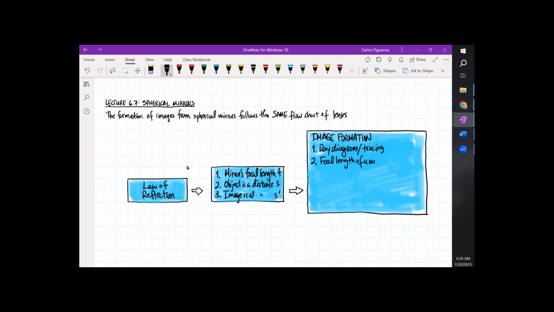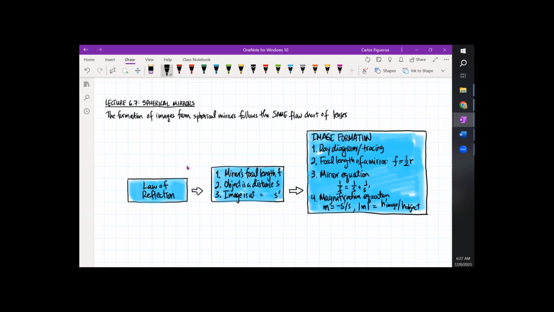The focal length of a mirror turns out to be one half the radius of curvature. And then we have what I'll call a mirror equation. That mirror equation is 1 over f equals 1 over s plus 1 over s prime. And then finally, we had a magnification equation. There were two pieces. One, the magnification was equal to minus s prime over s. And then the magnitude of the magnification was the image height over the object height.